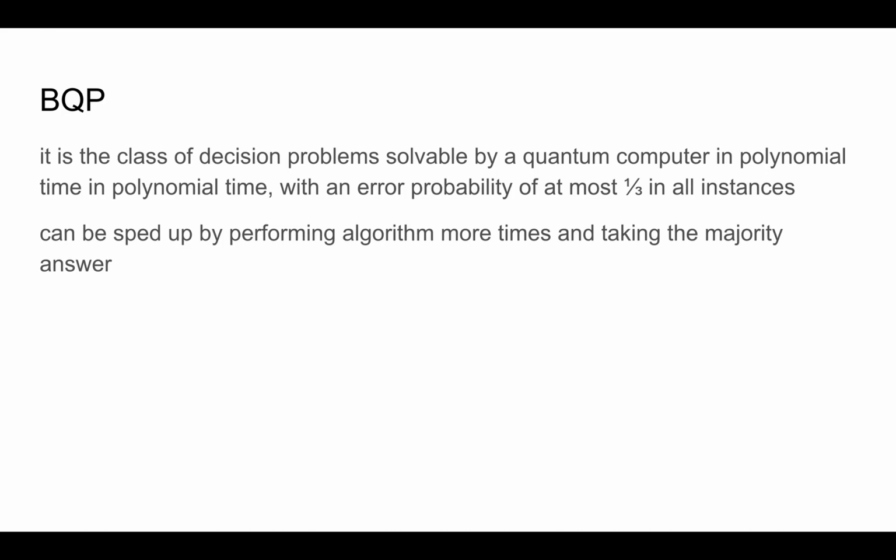Previously we discussed two BQP algorithms. One of them is Shor's algorithm. If we recall correctly, Shor's algorithm factorizes a large integer, and then there's Grover's search algorithm for unstructured search in databases.